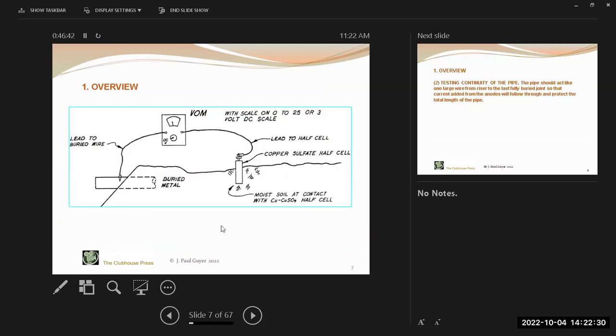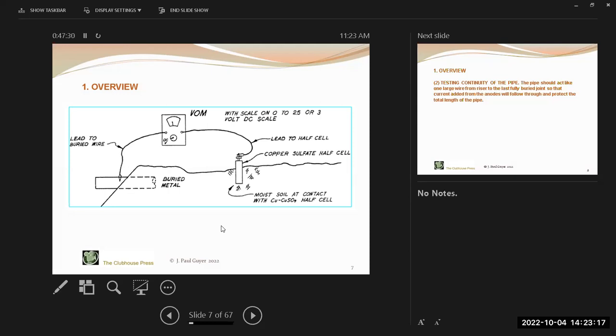The testing: you need to test first the pipe to soil voltage potential, because that has to be 0.85 volts negative or more. And if it isn't, that means that your structure is not being adequately protected. That 0.85 or 0.80 is a key indicator of whether or not the system is functioning properly.